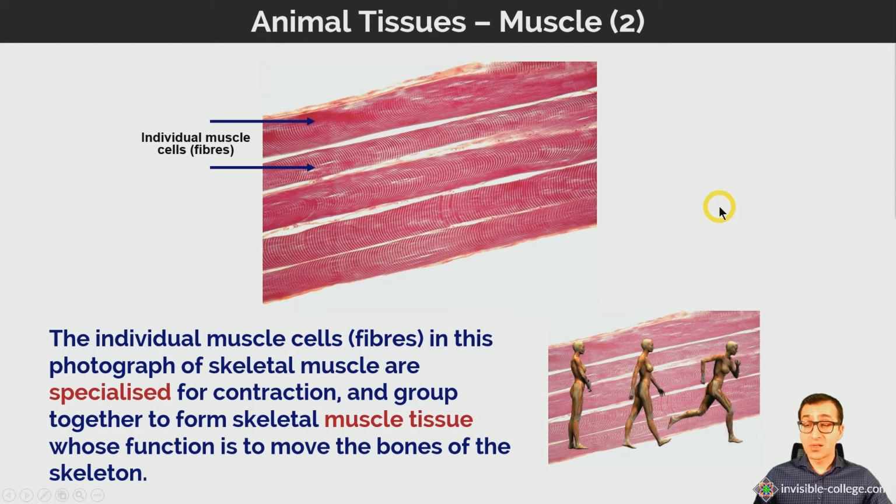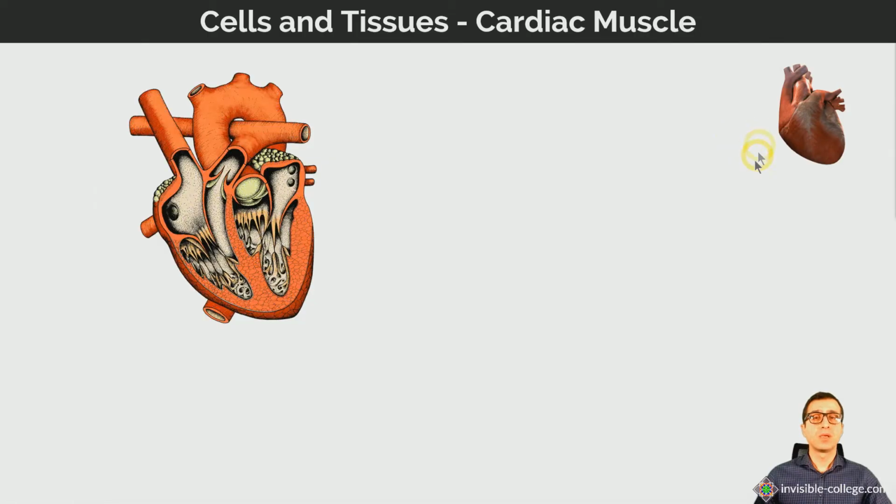Now, the type of cells that make up heart muscle tissue are rather different to those making up skeletal muscle tissue. Heart muscle tissue doesn't ever get tired. It's constantly contracting and relaxing, and unlike skeletal tissue, it will never stop doing so. And so obviously it needs to be structurally quite different to skeletal muscle tissue.